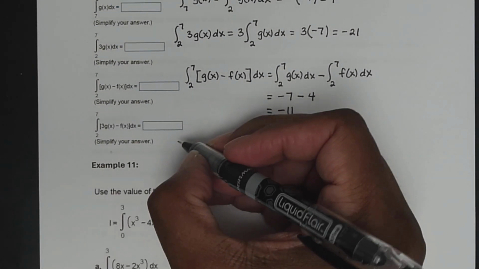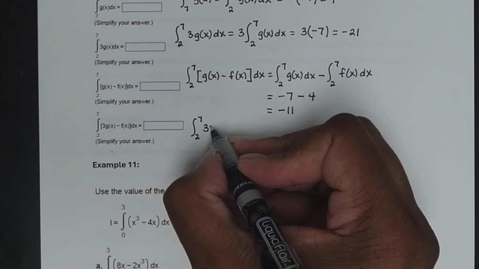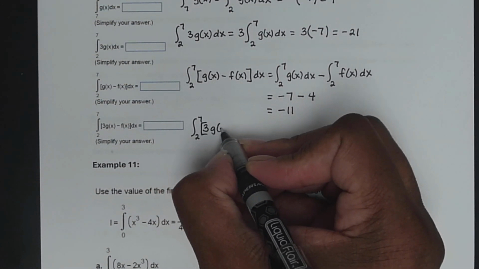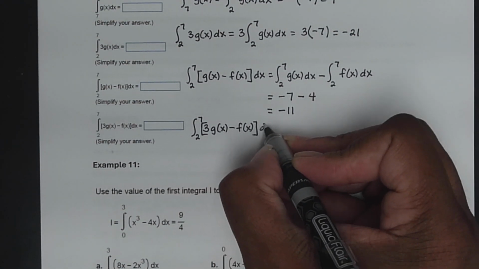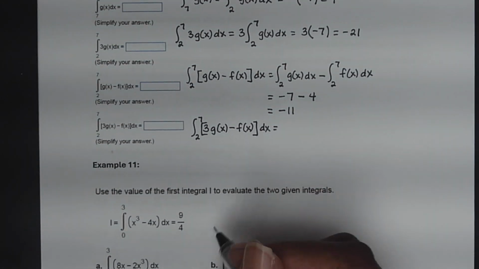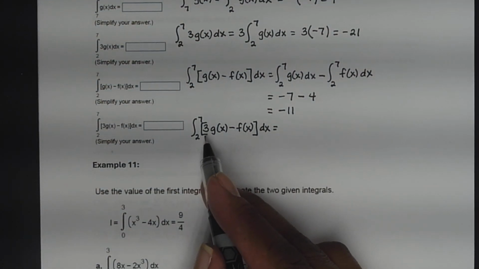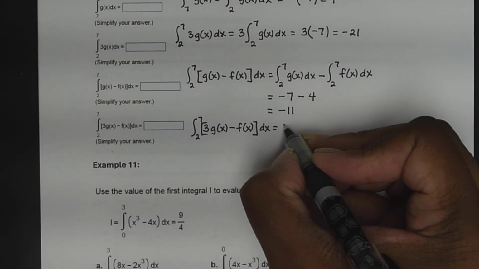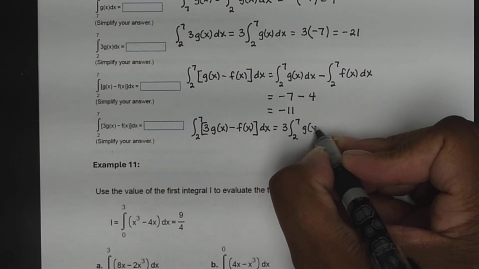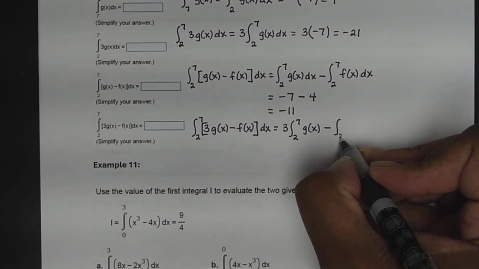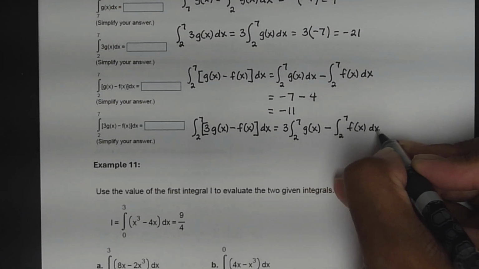And the integral from 2 to 7 of 3 times g of x minus f of x dx. I'll go ahead and break this apart and use the constant multiple rule. That 3 in front of the g of x can go on the outside. So it'll be 3 times the integral from 2 to 7 of g of x minus the integral from 2 to 7 of f of x dx.